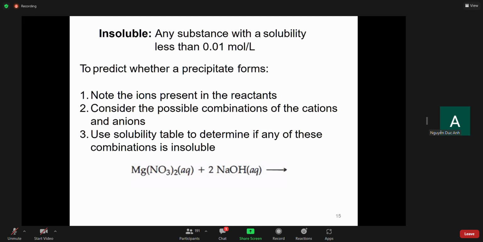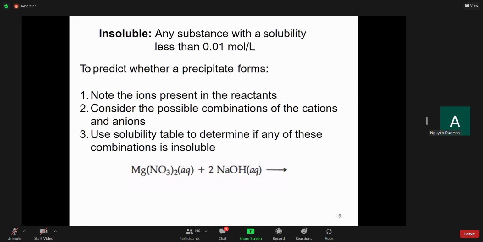So for the very first comments, very first understand on the insoluble materials. Okay, at this moment, let's understand any substance with a solubility smaller than 0.01 mole per liter can be considered as an insoluble material. Okay, insoluble materials. So actually, it's not totally right, because we call this one less soluble materials. Okay, it's not really insoluble materials.